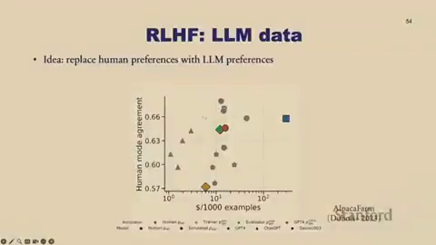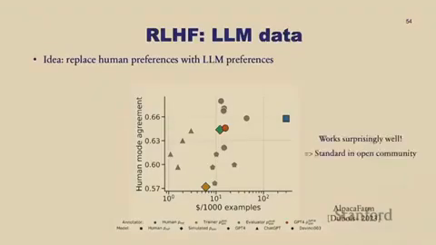And here I just showed many different models. And basically, you see that models are much cheaper, and they can actually get higher agreement with the mode of humans than humans themselves. The reason why is because humans have a lot of variance, models have no variance. So they might be a little bit more biased, but have less variance. So it works surprisingly well, and now it's kind of the standard in the open source community.